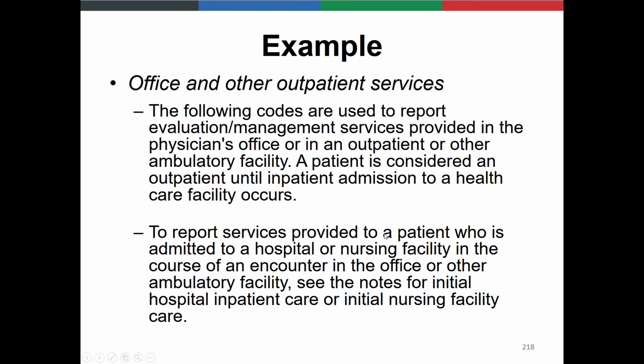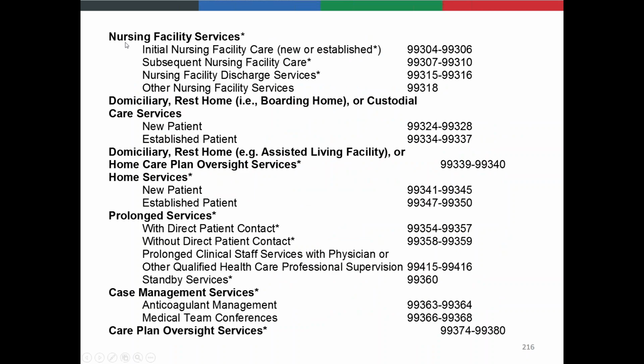To report services provided to a patient who is admitted to the hospital or nursing facility in the course of an encounter in the office or other facility, you would see the notes for the initial hospital inpatient care or initial nursing facility care. So for example, going back to these services, you have the initial nursing facility care. When the patient first comes in, let's say they're transferred from outpatient and then they go straight in an ambulance to the nursing home. Well, then you're going to report the nursing facility care services.